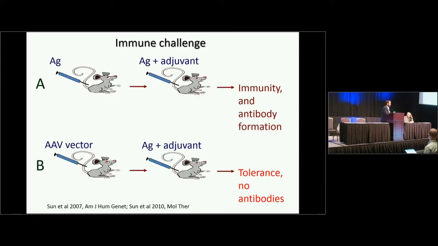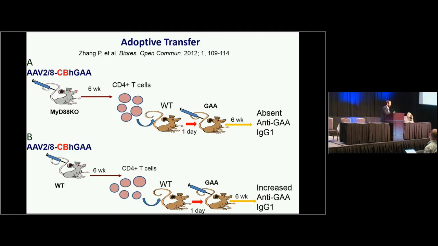This is an example of the immune challenge. So mice that are challenged with the antigen, therapeutic protein, are then challenged again with the antigen plus adjuvant, and in that setting we'll see antibody formation. Whereas if we give the AAV vector to induce immune tolerance and then challenge with antigen plus adjuvant, we won't see antibody formation.